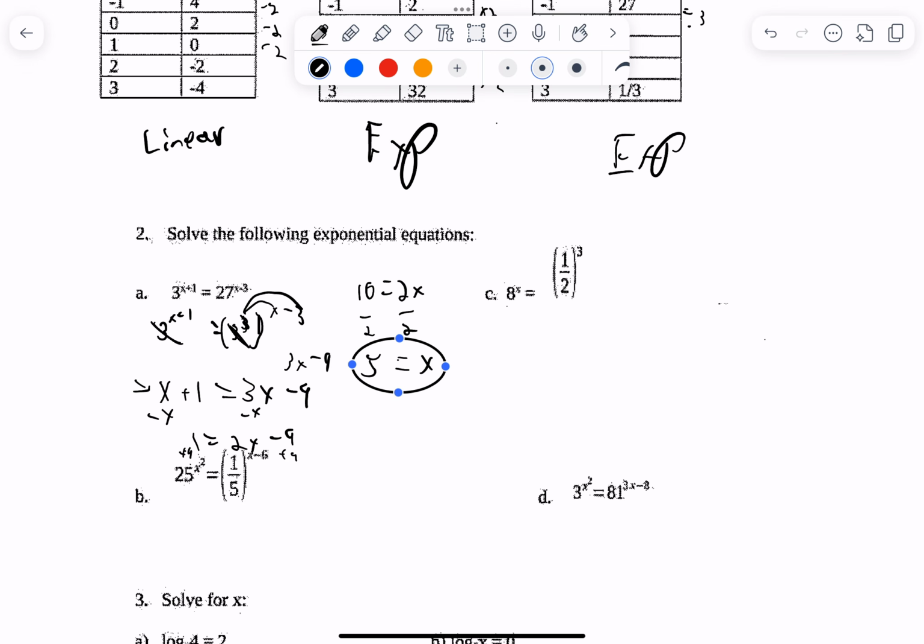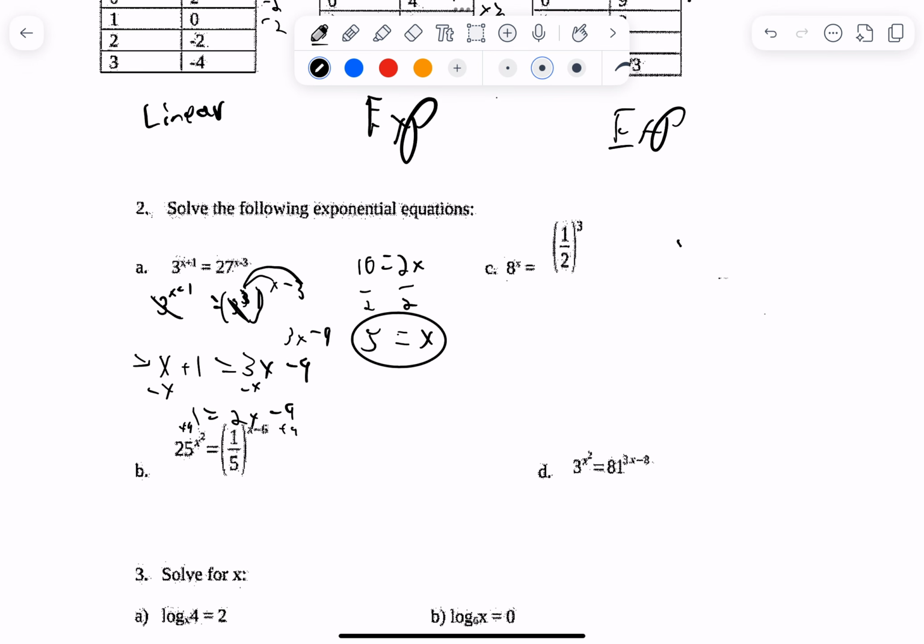Great. Now I'm going to do this one. This one is a little tricky because now we have a fraction.